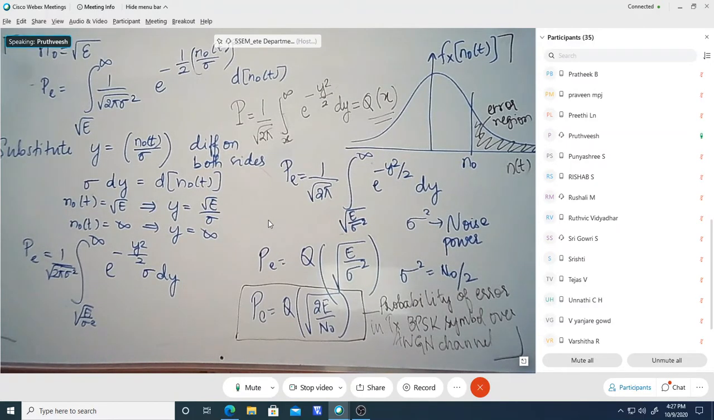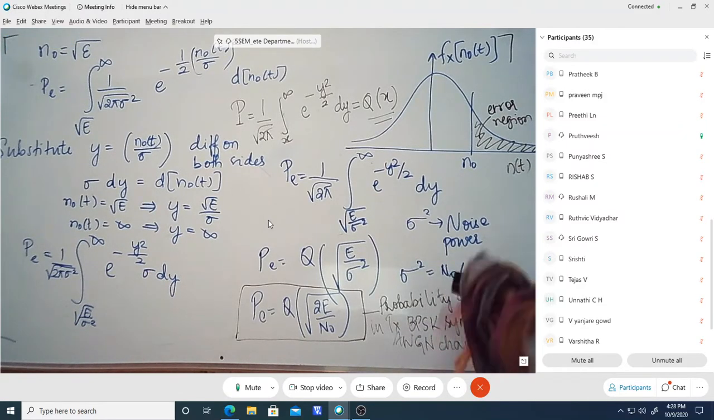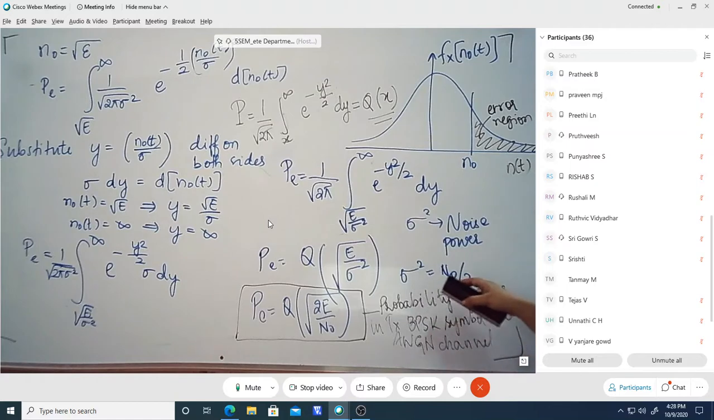Ma'am, sigma is usually variance, no ma'am? How noise changes? Sigma square is variance, and it measures the noise power. For a double-sided noise, its value is equal to N naught by 2. Please make a note of this. This is the easiest method of understanding this equation. Now we will solve one problem.